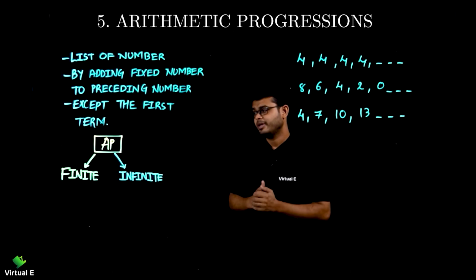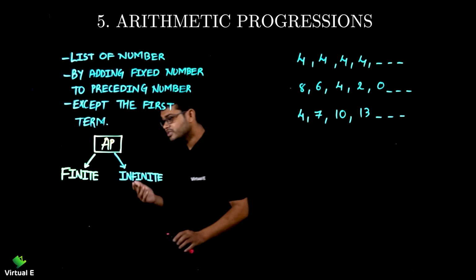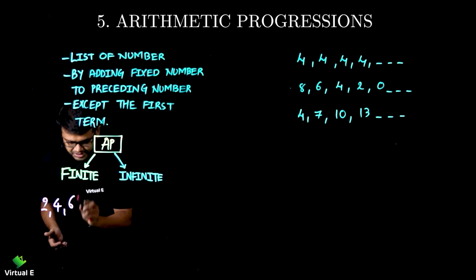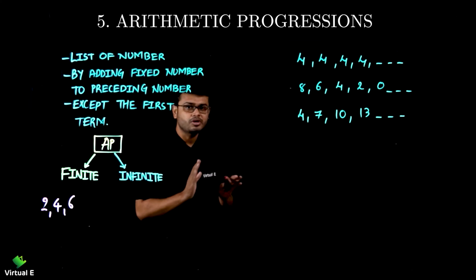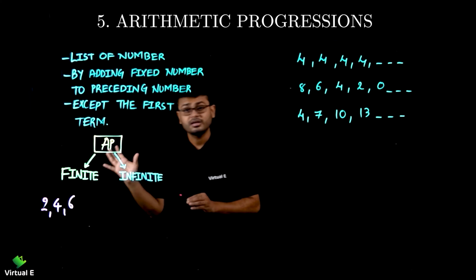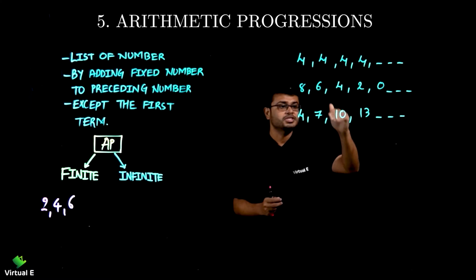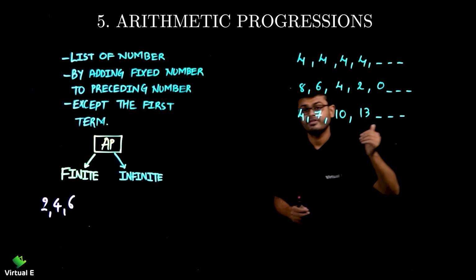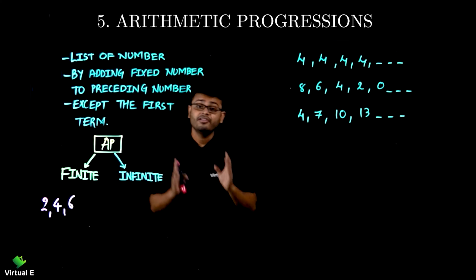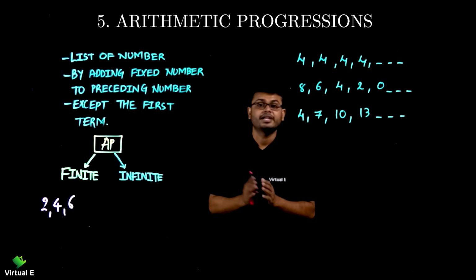There are two kinds of AP, finite and infinite. Now finite means what? Suppose you are taking an AP that is 2, 4, 6. That's it. It stopped. You can count the numbers. There are only 3 numbers. Finite. Now terms, you can count it. But if you talk about this kind of AP, 4, 7, 10, 13, it goes up to infinity. There is no end to it. Those kinds of APs are called infinite APs. Remember, finite APs and infinite APs.